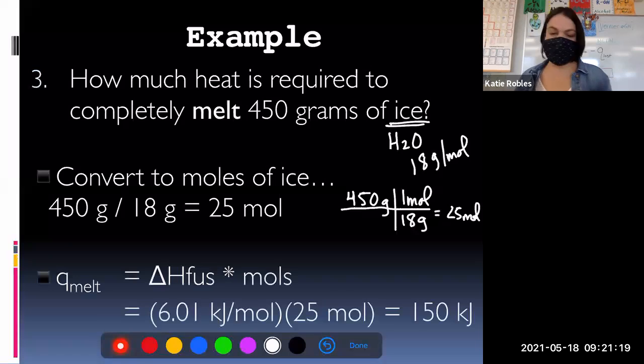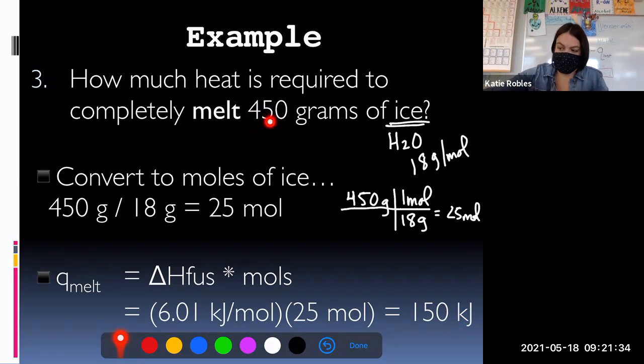Step two, plug it into the heat of fusion equation. Q melt equals the heat of fusion times the number of moles, which equals 150 kilojoules. I'm maintaining my sig figs. The only sig figs that I'm worried about are these two, because these were the original measured values in the formula, and I end up with 2 sig figs.